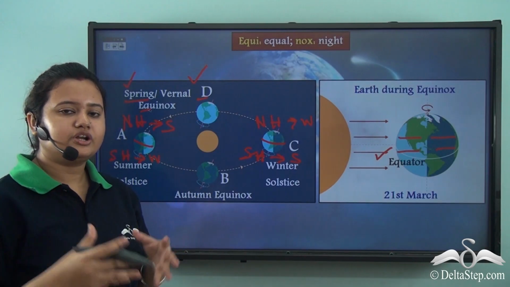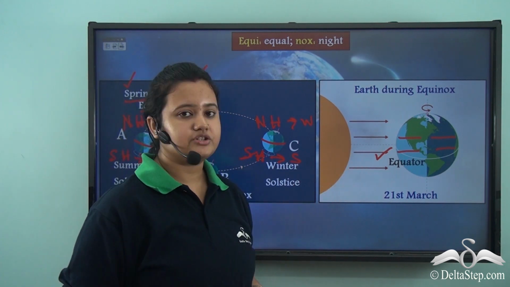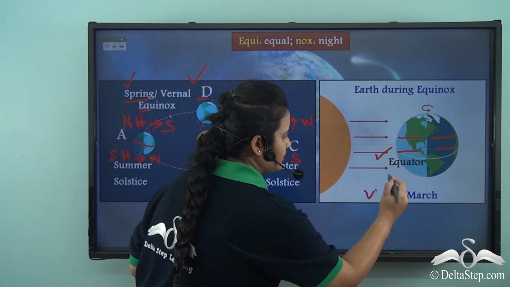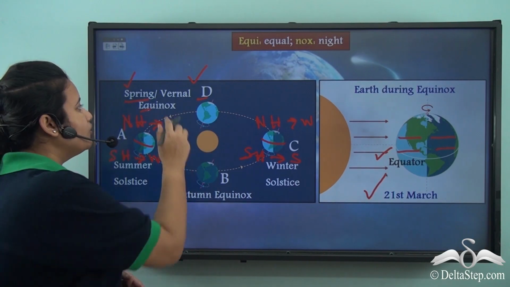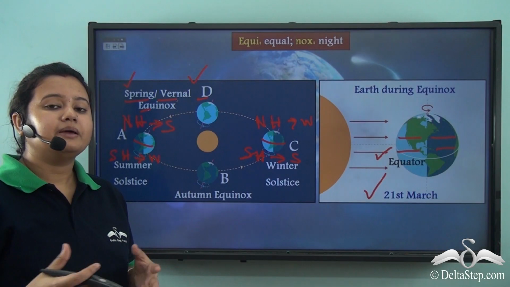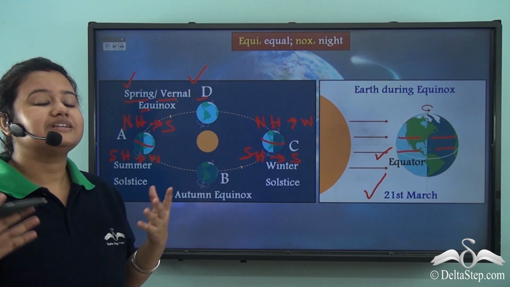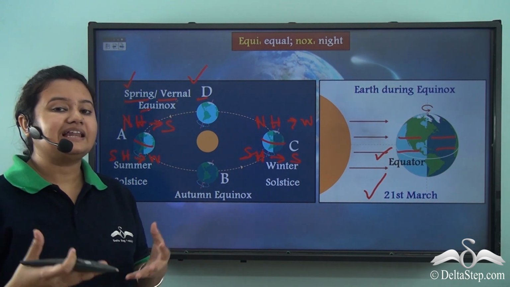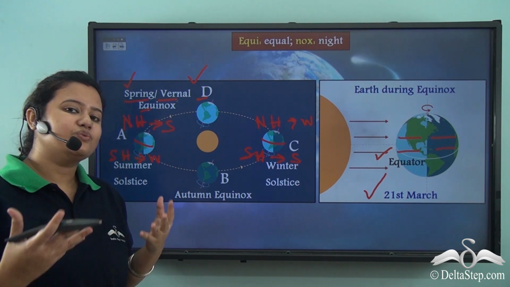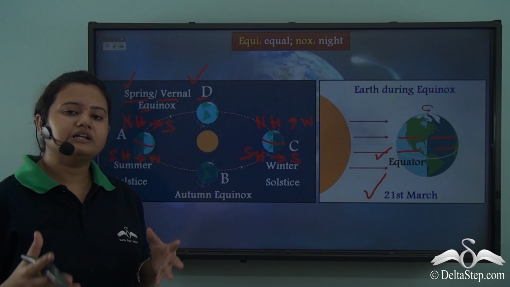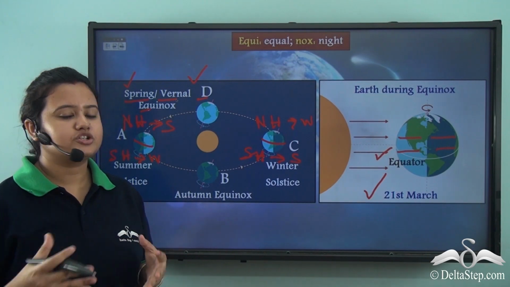Now this particular event, when the sun's rays are perpendicular over the equator, occurs on 21st March. Another name for spring equinox is vernal equinox, where vernal means fresh or new beginning. Since we know that during spring season new flowers and leaves grow, therefore another name for spring equinox is vernal equinox. So we learned that equinoxes can be of two types, spring equinox and autumn equinox.